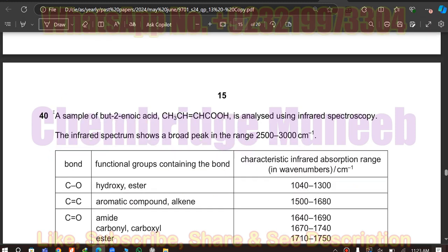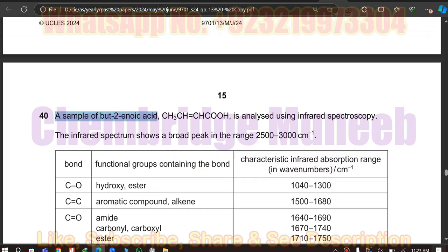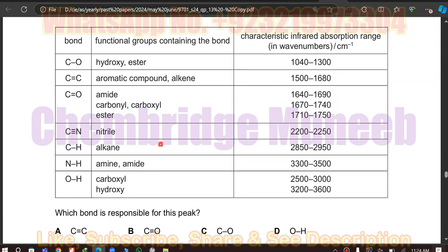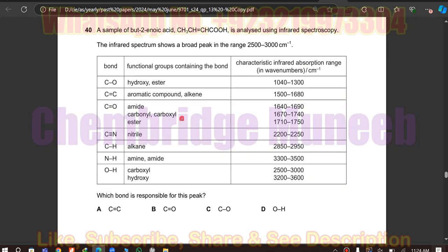Now the last question, number 40. A sample of butanoic acid is analyzed using infrared spectroscopy. The infrared spectrum shows a broad peak in the range 2500 to 3000 per cm. We are given this table of the infrared spectroscopy. Then we have to find which bond is responsible for this peak.